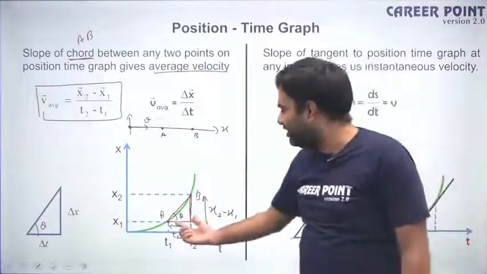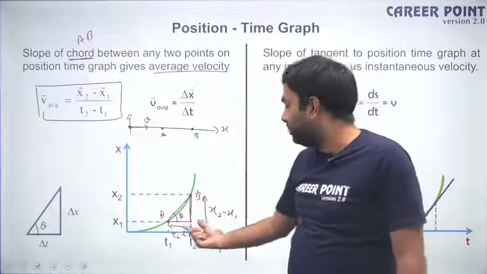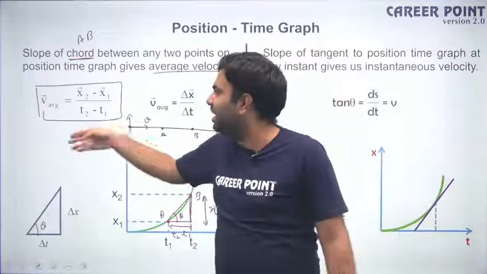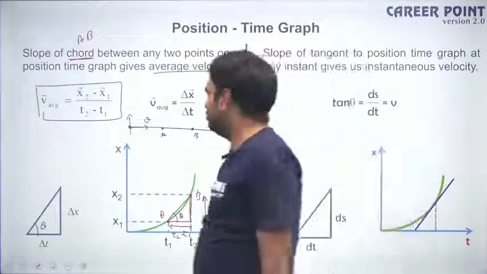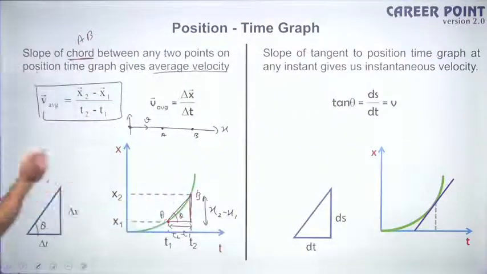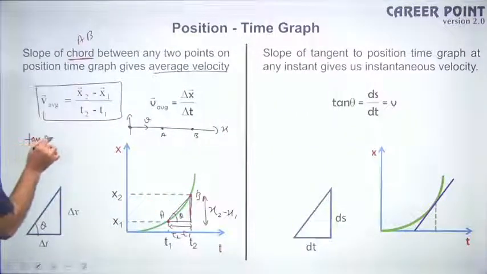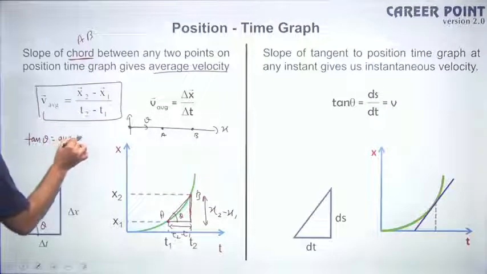Slope is equal to tan theta, which is x2 minus x1 upon t2 minus t1, and this tan theta is average velocity. If this is theta, then tan theta is average velocity.